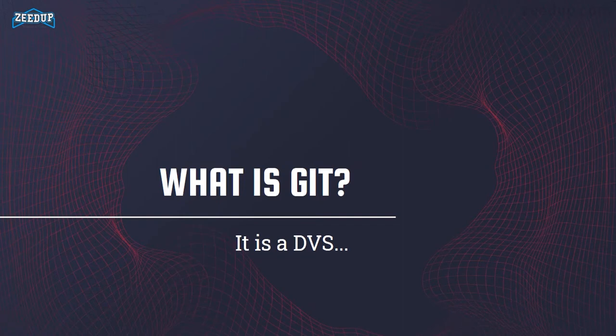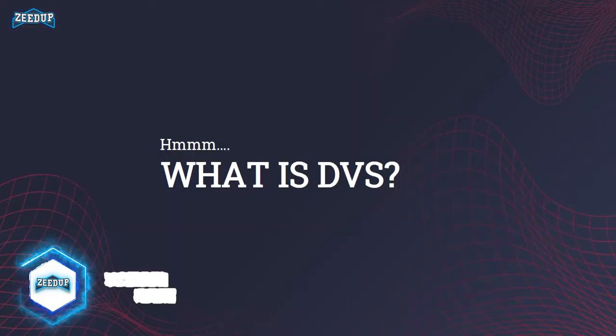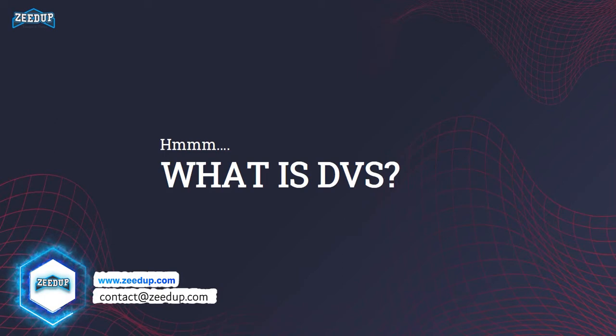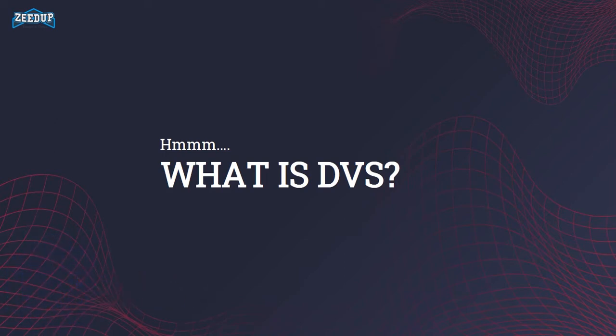So you must be wondering, what is Git? Well, Git is a DVS. So what is a DVS? Actually, DVS stands for Distributed Version Control. So Git is a distributed version control system and a source code management system that has its main emphasis on speed.